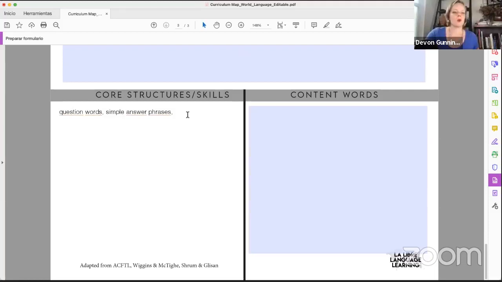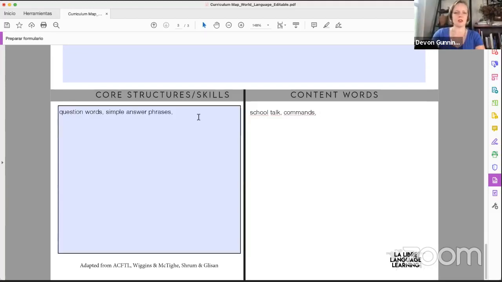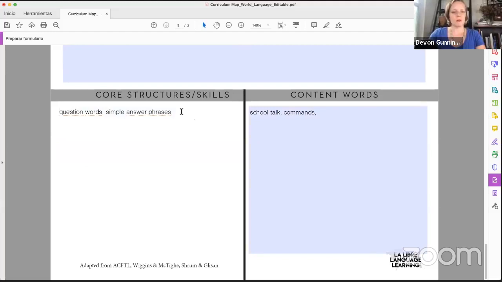Okay, so we already talked about question words, simple answer phrases. I know that for content words, I'm gonna want school talk. I'm gonna want commands. Without teaching how to make commands, I'm just gonna do simple commands. Question words, simple answer phrases. I'm going to want those high frequency present tense verbs. You know it. I want those story verbs.